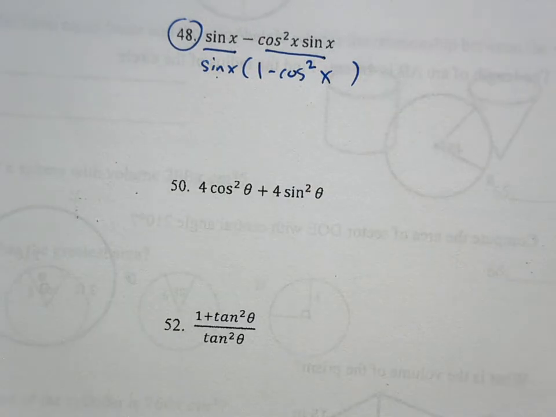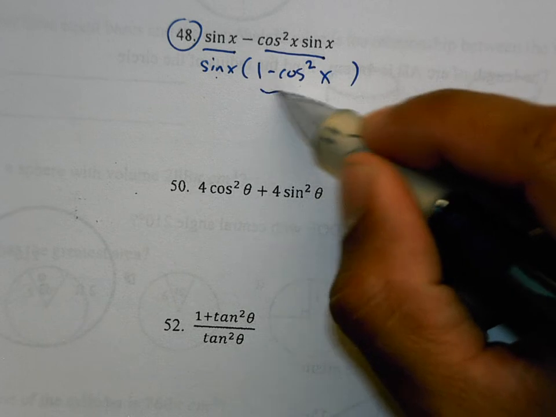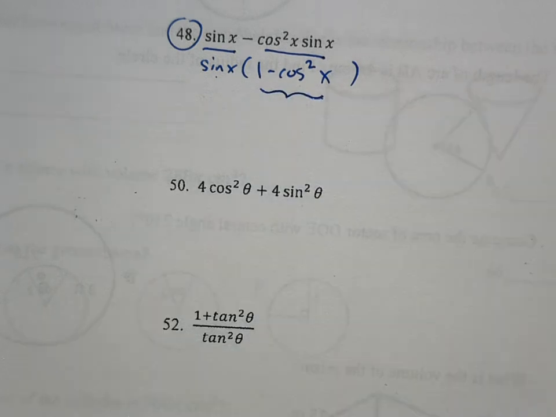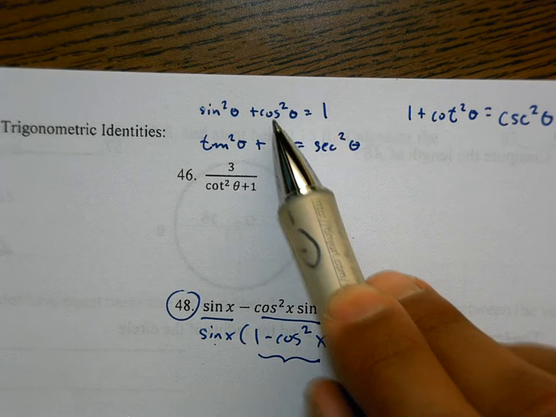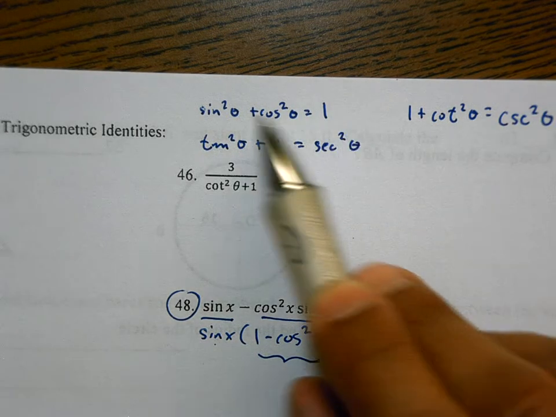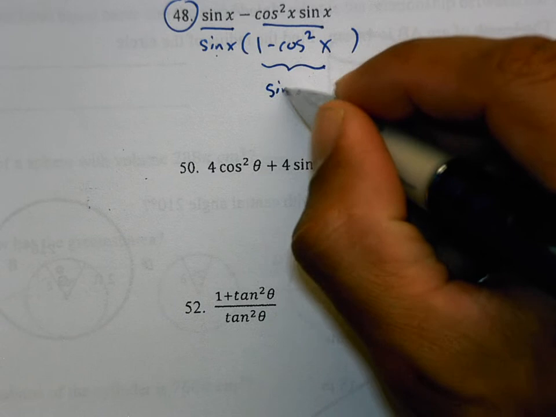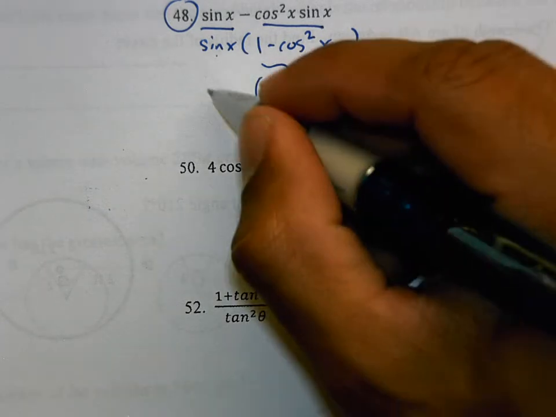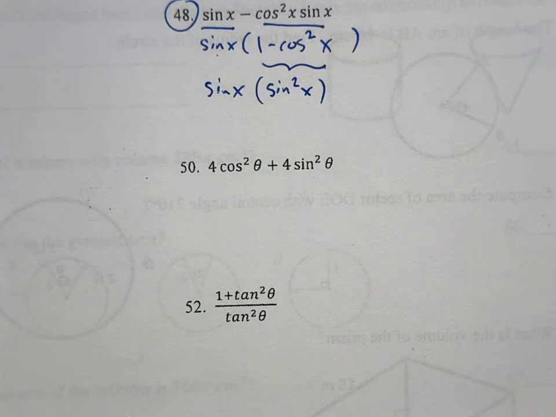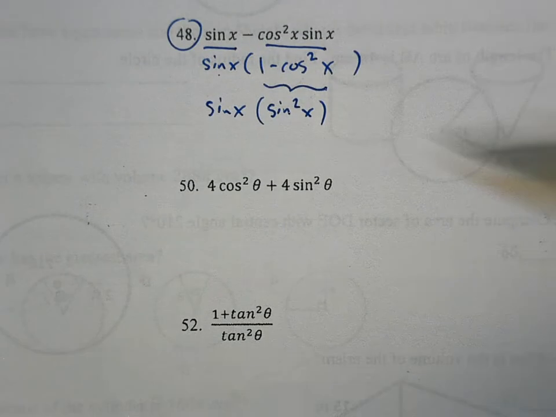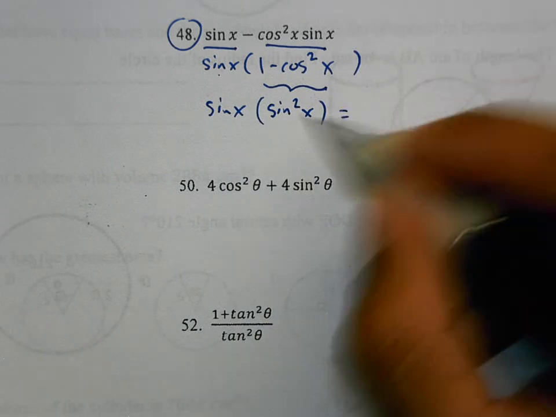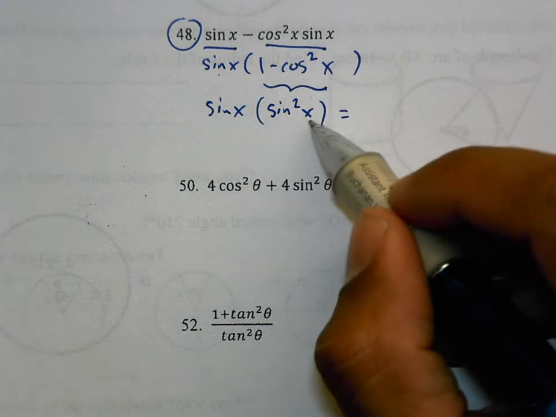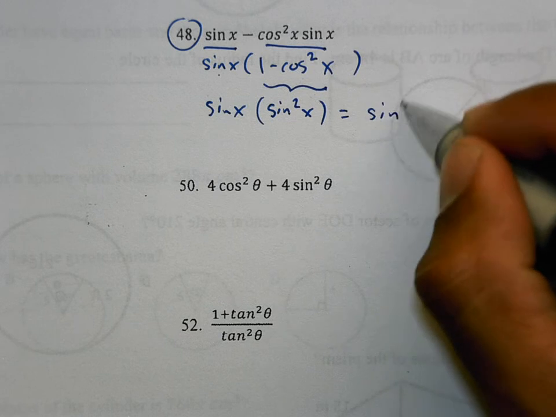And then 1 minus cosine squared of x is equal to something. If you subtract cosine squared of x over here, then 1 minus cosine squared of x would be equal to sine squared of x, which now means we can replace this with that. And if you have a sine of x times sine squared of x, that's a sine of x times a sine of x times another sine of x, which means it's sine to the third of x.